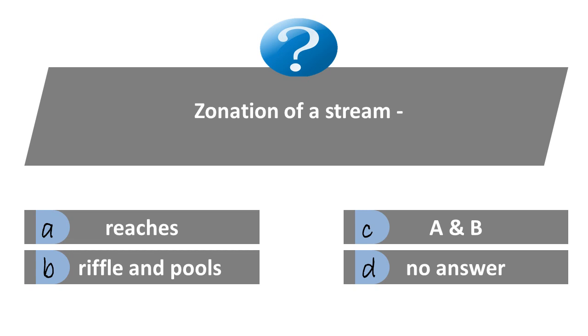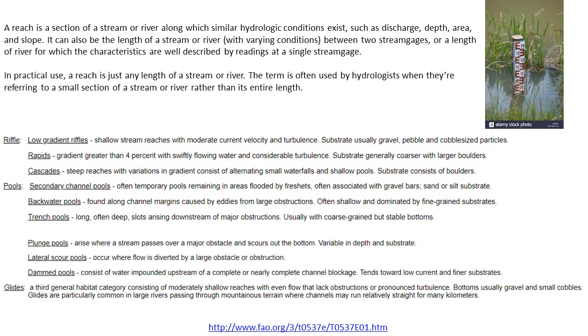The correct answer is letter C. A and B. So, reaches and riffle and pools are zonation of a stream or a river. So, what is a reach?